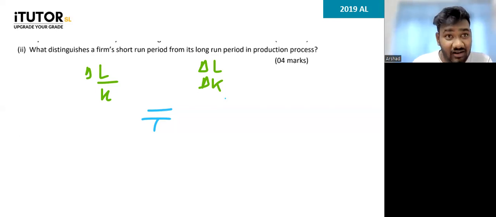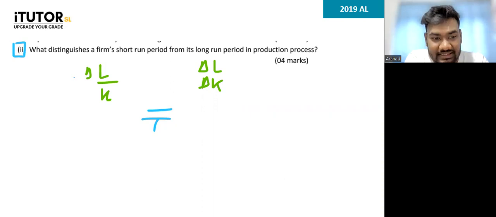But in the very long run, the technology itself differs. Then you might go into 3D printing houses or something like that. Okay. Yes, the capital in the short run is what is increasing in the long run. So remember, technology is fixed. So is that question okay, guys? It distinguishes between a firm's short run and long run. Fine. Not that hard. Then the next one.